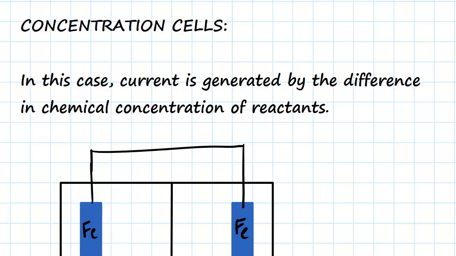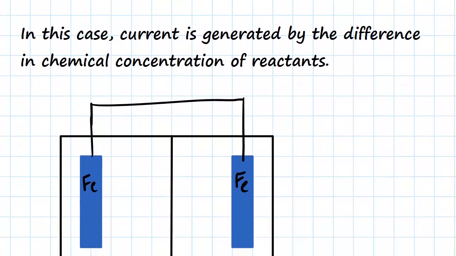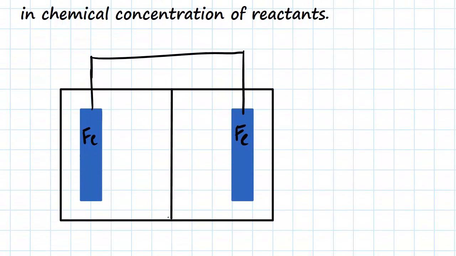So whereas before we were looking at the different reactivity of two different elements, as you'll see from this little simplified picture here, we have iron and iron on both sides. So what's going to cause the voltage difference across the two different terminals, which is then going to lead to generating a current? Well, in this case, like we said, it's going to be the difference in the chemical concentration of the reactants. Okay, so what we mean by that is the environment it's in.